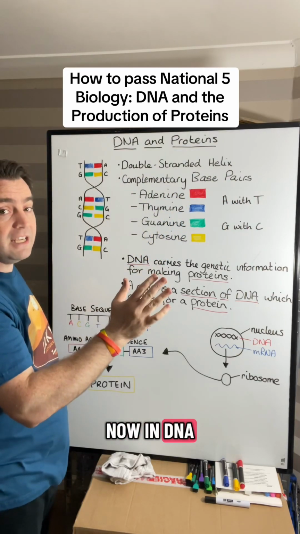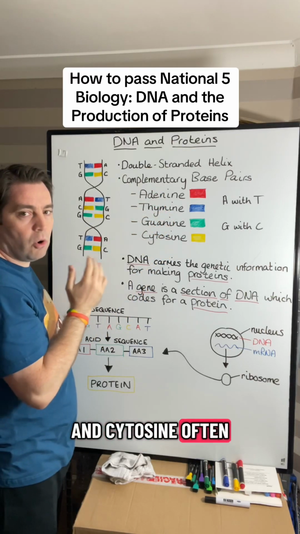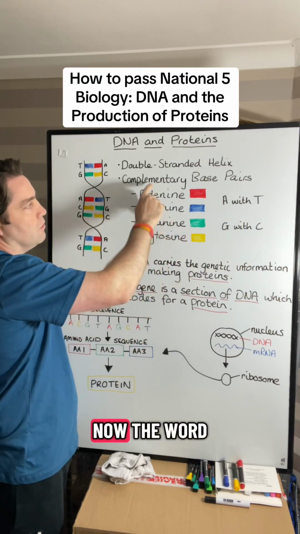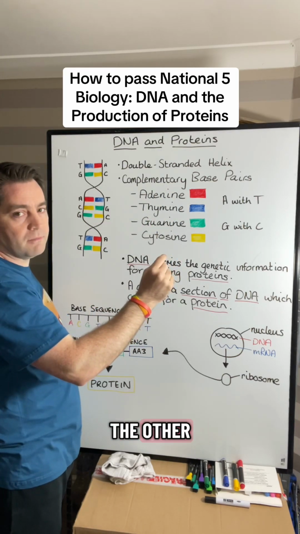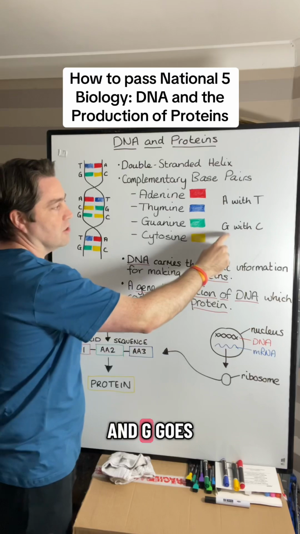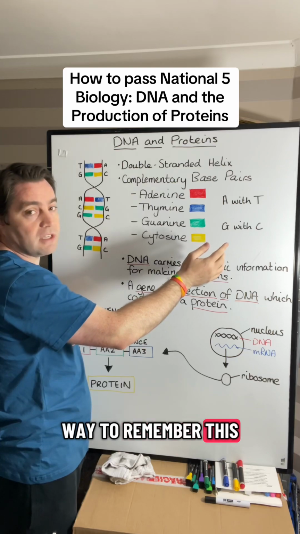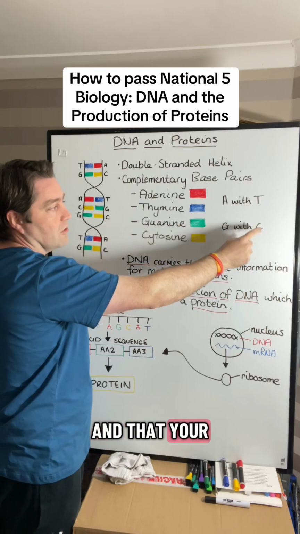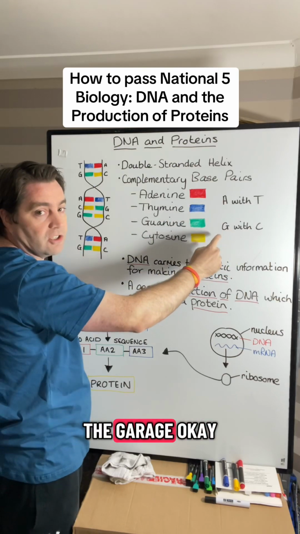Now in DNA, there are 4 bases: adenine, thymine, guanine, and cytosine, often abbreviated to the single letters A, T, G, and C. Now, complementary means that one goes with the other. So in this case, A goes with T, adenine goes with thymine, and G goes with C, so guanine goes with cytosine. And the handy way to remember this is apples in the tree, A with T, and your car goes in the garage, so C with G.